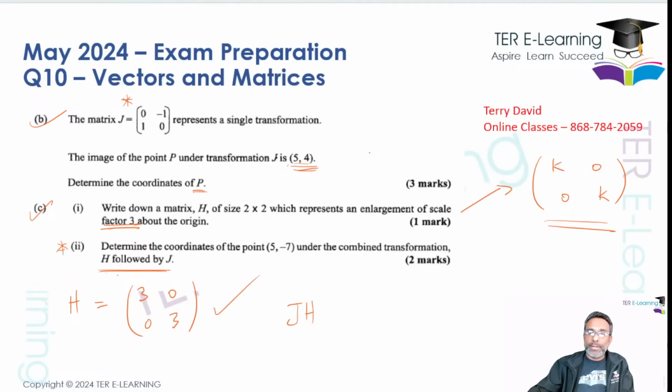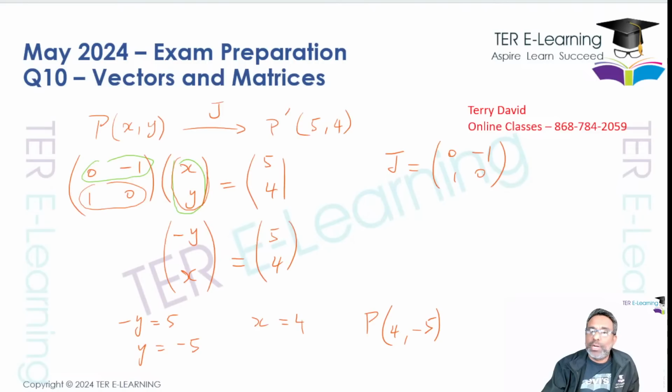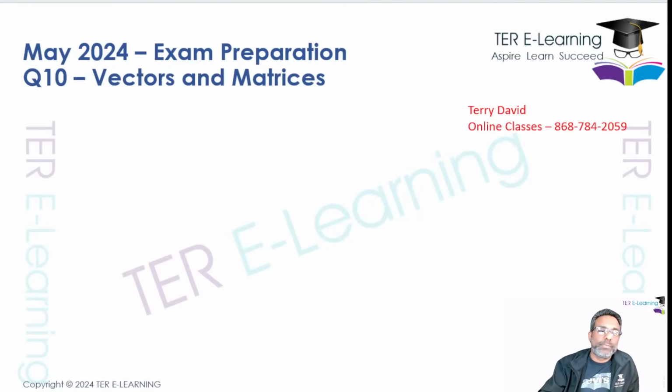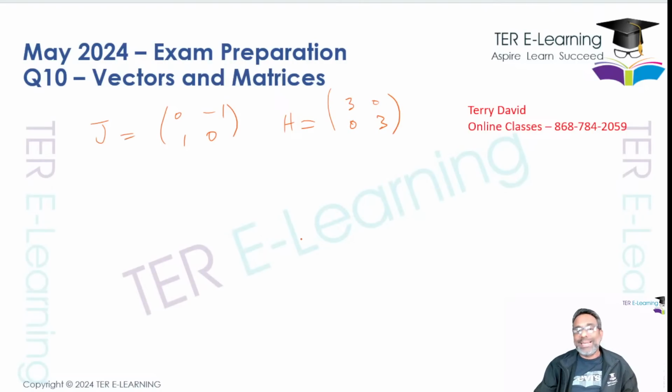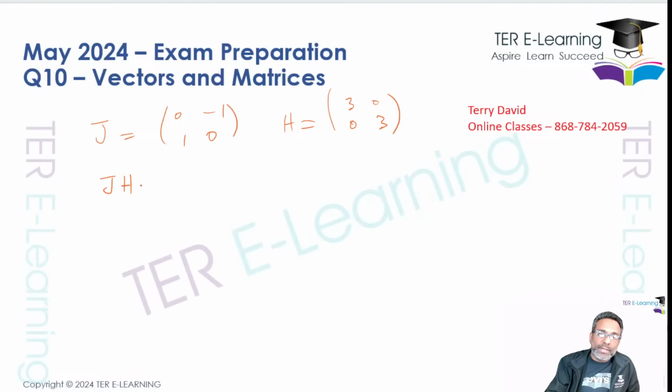So here's what I'm going to do here. I need some more blank pages here. So G was 0, minus 1, 1, 0. And H was given by 3, 0, 0, 3. So that is my two matrices here. So in the question it said H followed by G, so we're going to work out the product GH. That's what I would do first. So GH is equal to 0, minus 1, 1, 0, multiplied by 3, 0, 0, 3.